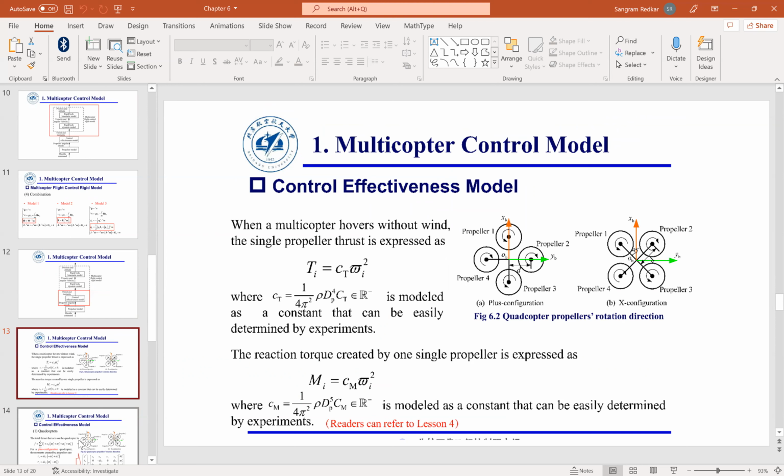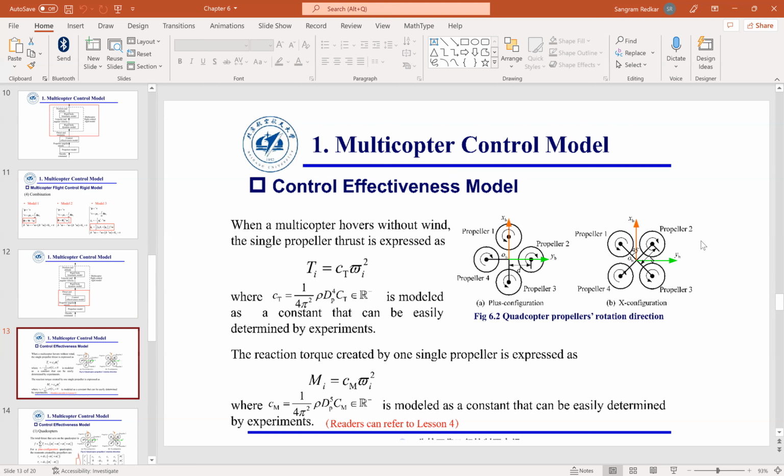Quadcopter, basically there are 4 props. We are going to study 2 configurations. One is the plus configuration and the other one is the X configuration. So what I want you to do is look at the coordinate frame for the plus configuration. You have north, you have east. For the X configuration, you have north, you have east. And the torque, basically, you have counterclockwise torque and clockwise torque.